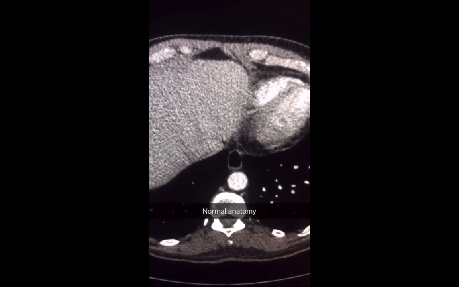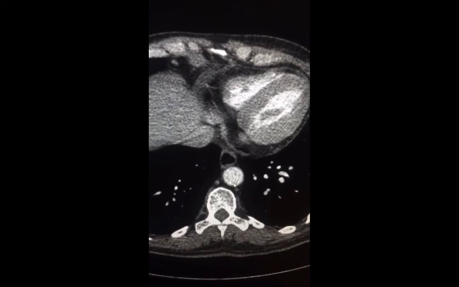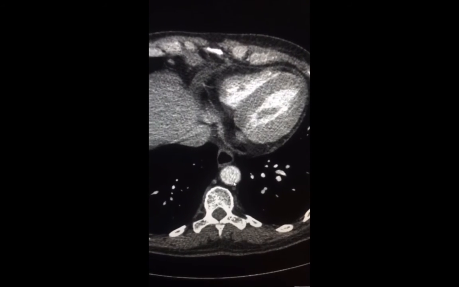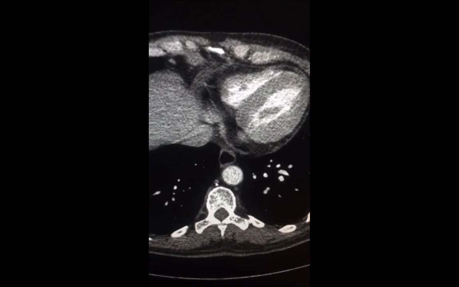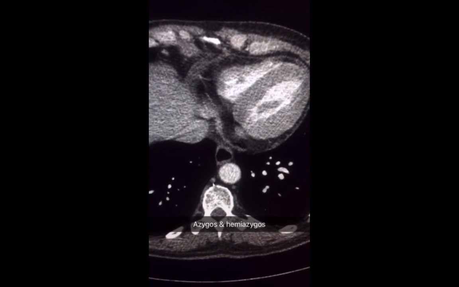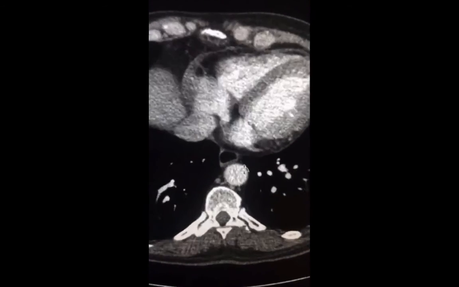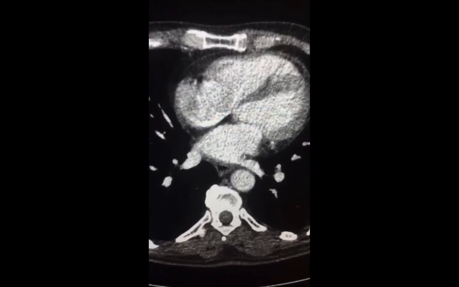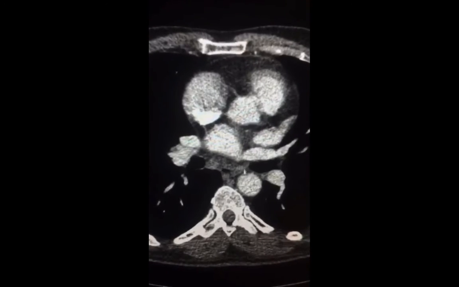Before we continue with our case, let's talk a little bit about anatomy. This is the aorta enhancing on a CT scan of the chest with two adjacent structures. This right-sided structure is the azygous vein. The left-sided structure is the hemiazygous vein. At one point, the hemiazygous joins the azygous, as you see here, and continues as a single azygous vein.